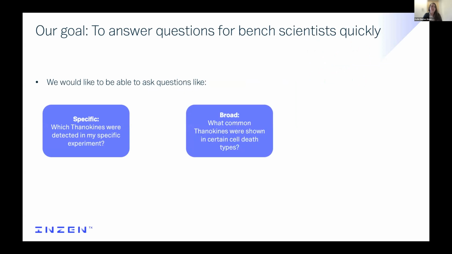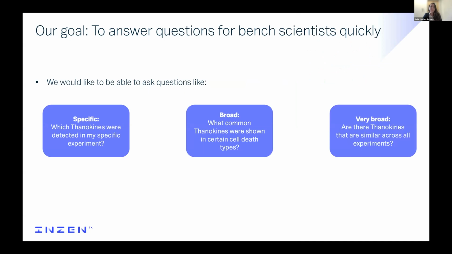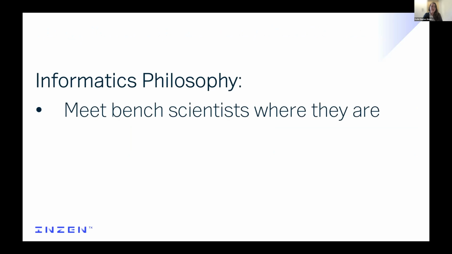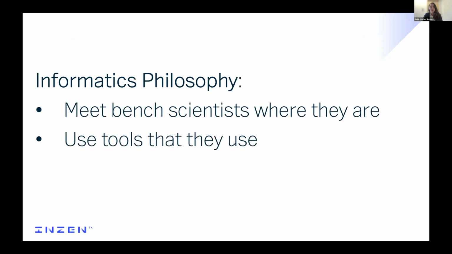Maybe a scientist would like to go a little broader and say, what common thanokines were shown in a certain cell death type? And we've also answered questions that were very broad, such as, are there thanokines that are similar across all experiments? And in the informatics group, I have two pieces of philosophy. Number one is meet bench scientists where they are, and number two is use the tools that they use.